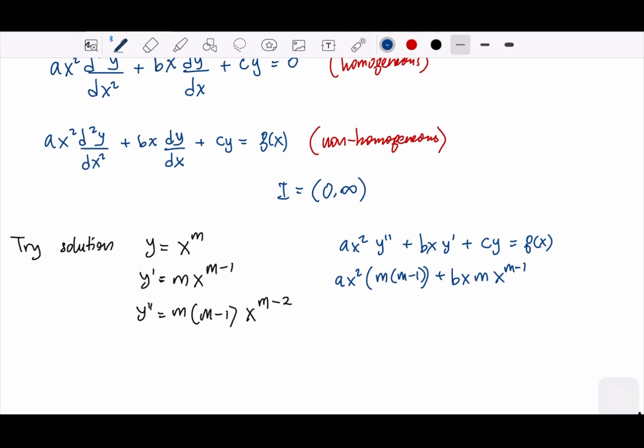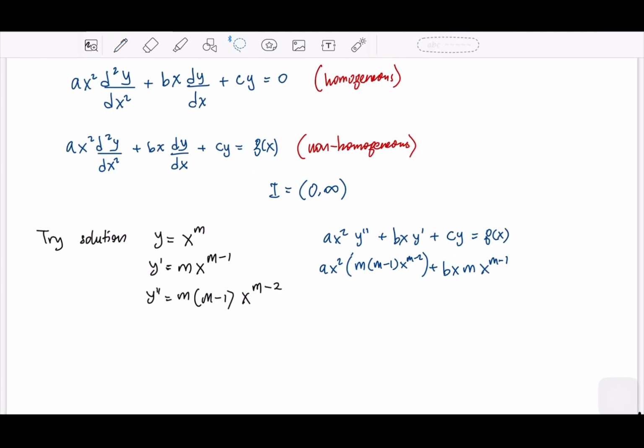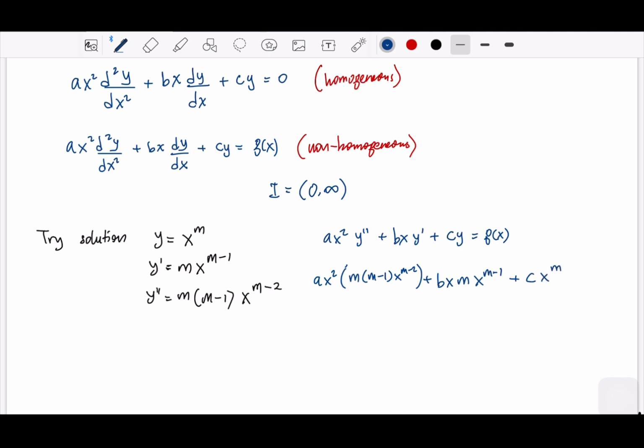Oh, I forgot the x. Wait. And then the last one is c x to the m.